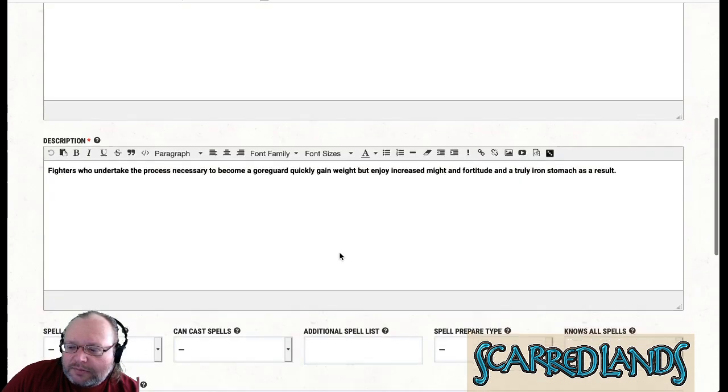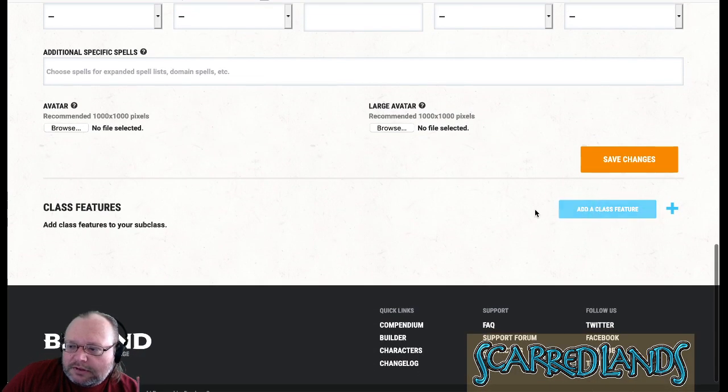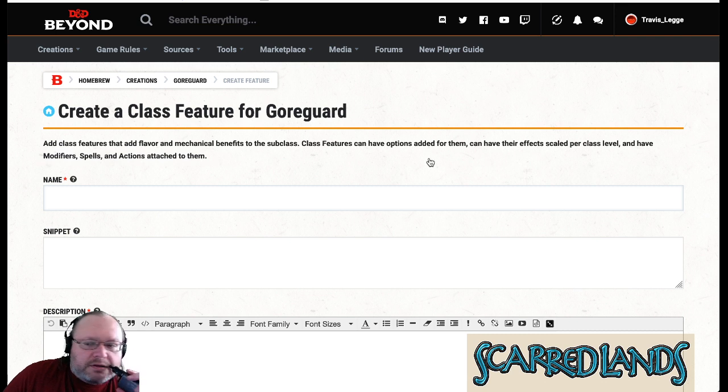Okay, we've got our Gorgard built. Now we're going to add some class features. So to add a class feature, pretty simple. You just click Add a Class Feature.